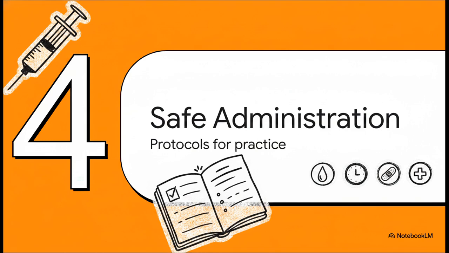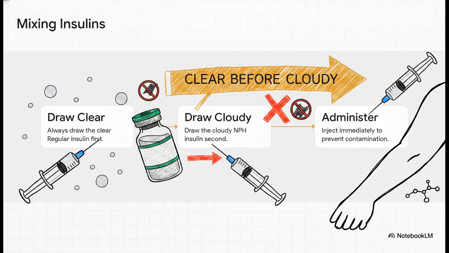Which leads us right into Section 4, safe insulin administration. Let's talk about the actual protocols for practice. How you physically handle these drugs is absolutely critical, especially when you're mixing them in a single syringe so your patient doesn't have to endure multiple needle sticks. The golden procedural rule here, clear before cloudy. Step 1, you always draw the clear, regular insulin into the syringe first. Step 2, you draw the cloudy, NPH insulin second.